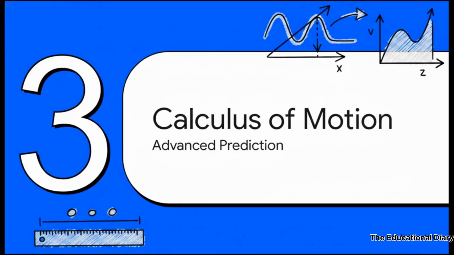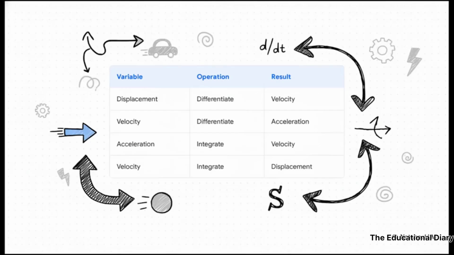We've got basic measurement down. Now let's bring in the heavy machinery. Tool 3, advanced prediction, the calculus of motion. Look, don't let the word calculus scare you off. It's basically just a cycle of operations. If you have an equation for displacement and you differentiate it with respect to time, you get velocity, which is literally just finding the slope on a position time graph. Differentiate that velocity and you get acceleration, which tells you how fast your speed is changing.